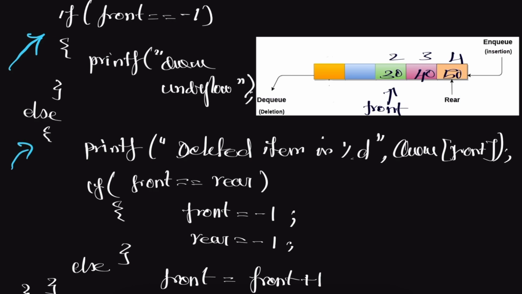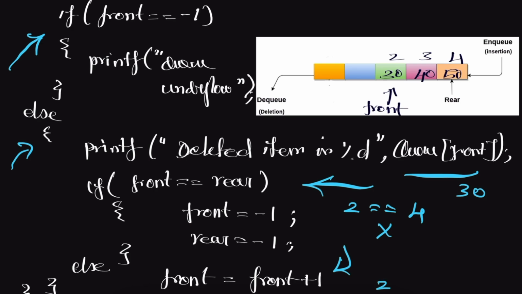In the else part, the value of the front, that is 30, will be printed on the screen. And now just check the condition if front is equal to rear or not. So what is the front position? 2. 2 is equal to rear, which is 4? The condition becomes fail. Then come to the else part. In this else part, we have the statement front equals front plus 1. So what is the front? Front is 2.